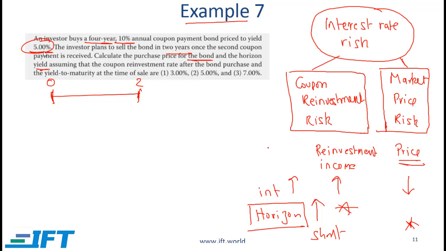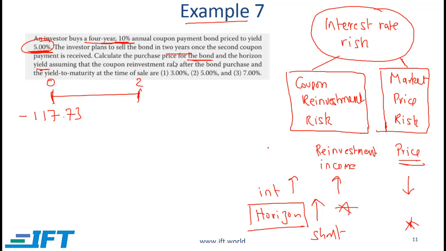Given this 5% yield, you can plug in the numbers and come up with a purchase price of 117.73. This is the purchase price, and we've done enough calculations that I will not do the calculation over here. Hopefully you recognize that this is a premium bond because the coupon rate is much higher than the YTM.